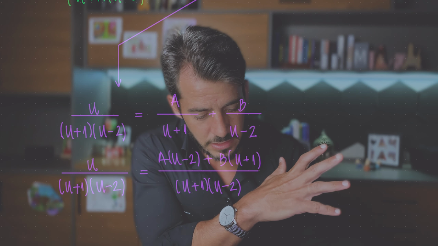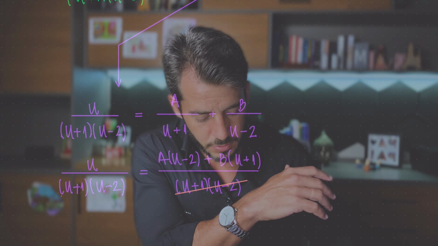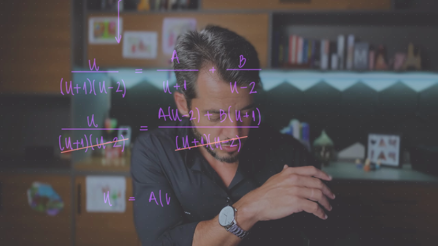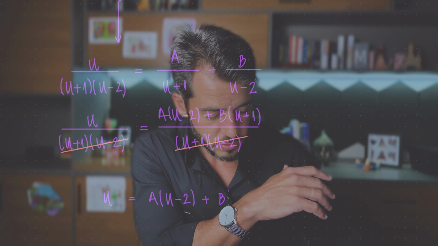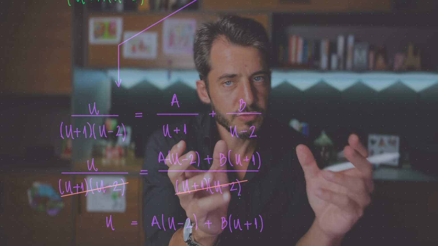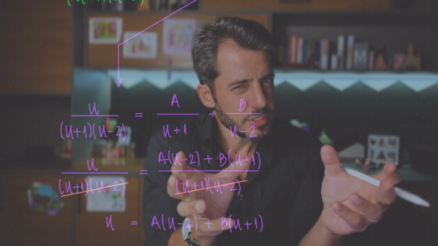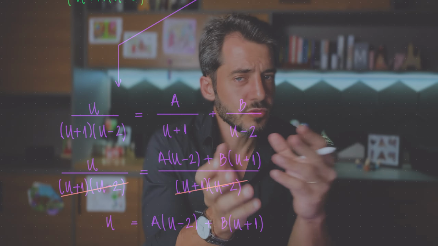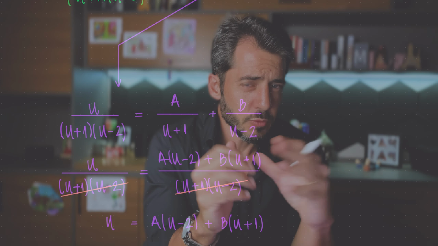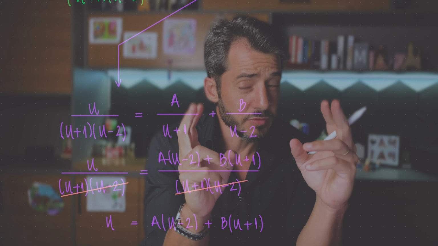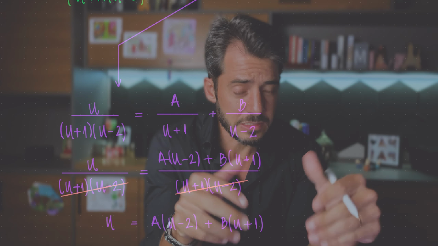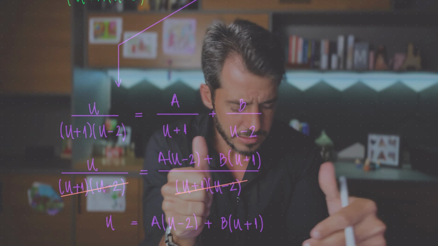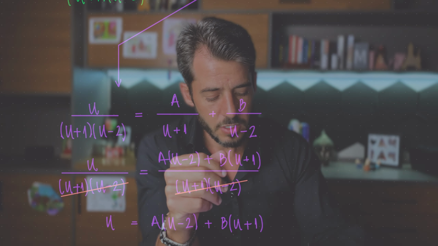Now, given that the denominators are the same, we're not going to be looking at this. We're going to focus on the numerator. So u is a times u minus 2 plus b times u plus 1. The whole idea is to find these numbers, a and b, that are usually integers or rational numbers. And the fastest way to do that is to substitute u by some number. And we're not talking about substitution in the sense of integration by substitution. We're not talking about that. This is algebra. We just replace u by a number which is going to help us get these coefficients the fastest way possible, right? What are these numbers?